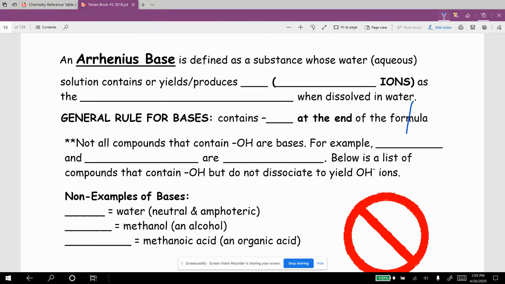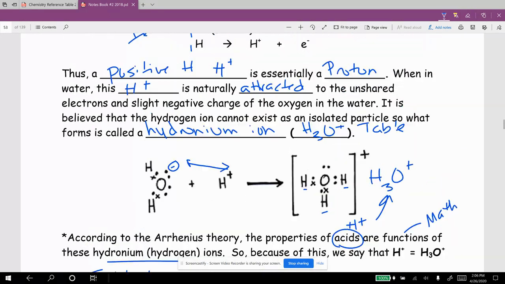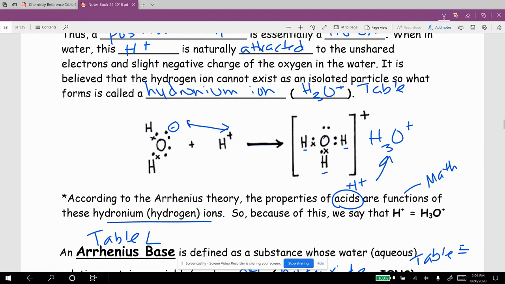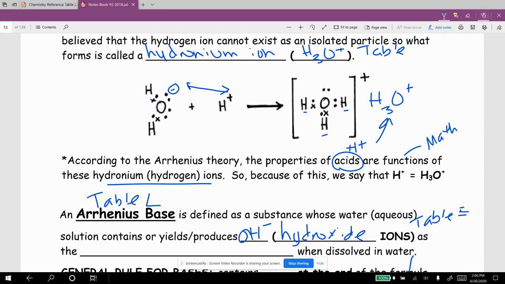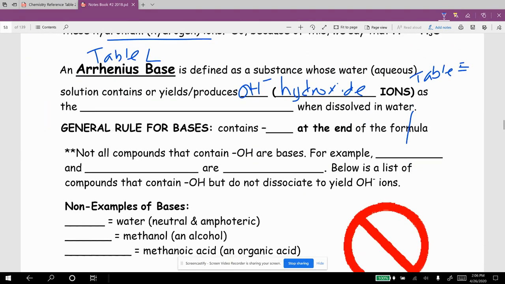Okay, so now we're going to talk about bases according to this Arrhenius theory. So we have an Arrhenius base. This is a water solution that produces the OH minus, which is a hydroxide, on table E. And our bases are on table L. I want to make sure that we talk about our acids. Our acids are on table K. Just make sure you're always referring to tables K and L every day, all the time in this unit.